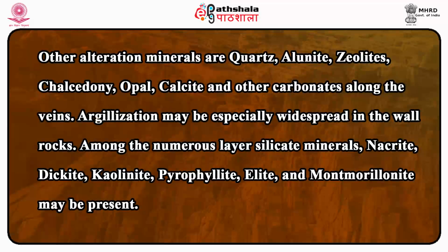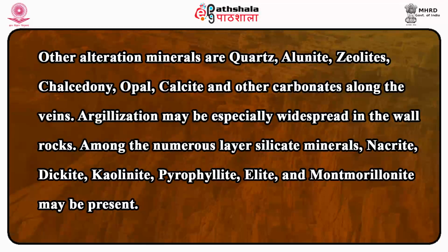Chlorite is one of the most abundant minerals in the wall rocks around epithermal deposits in andesites and in deposits such as the Comstock lode in Nevada in United States of America. The enclosing rocks are extensively and pervasively chloritized to a propylitic assemblage. Sericite is more abundant in latite and rhyolite wall rocks, but even here a thin propylite zone may occur at the margins. In general, the more felsic the host rocks, the higher the overall sericite to chlorite ratio. Other alteration minerals are quartz, alunite, zeolites, chalcedony, opal, calcite and other carbonates along the veins. Argillization may be especially widespread in the wall rocks.